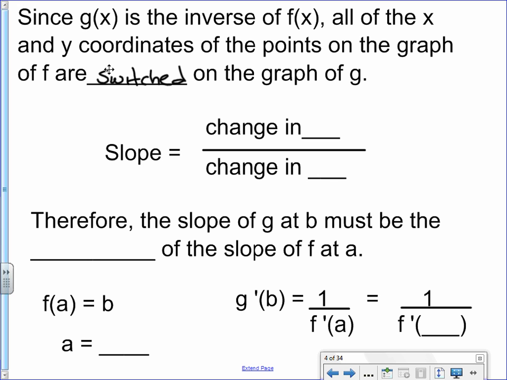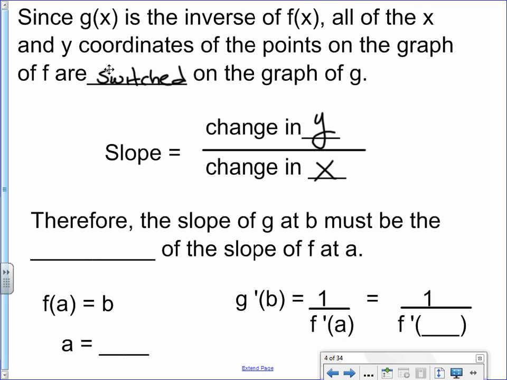So one thing that we know is that all the coordinates of the points on the graph of f are switched on the graph of g. The other thing that we know is that slope is defined as the change in what over change in what? Change in y over the change in x. Excellent. So we know slope is change in y over change in x. We know to get the inverse, you've switched all the x and y coordinates.